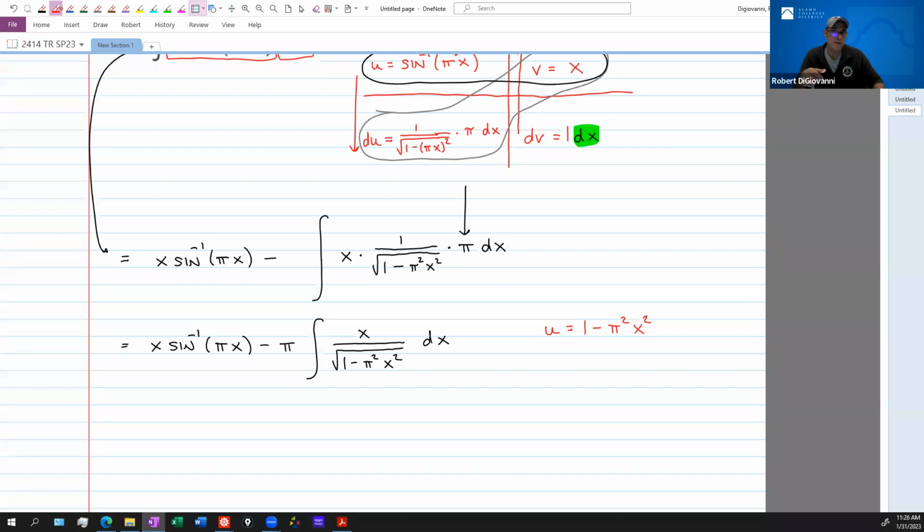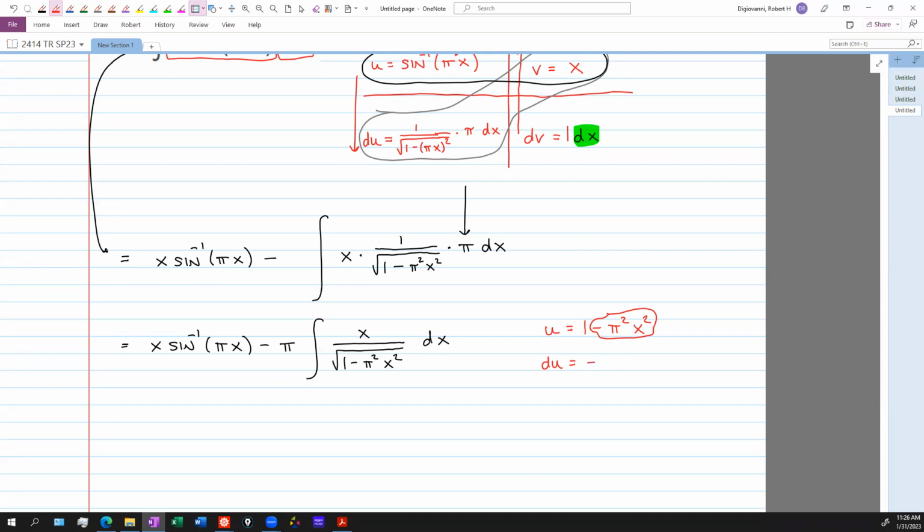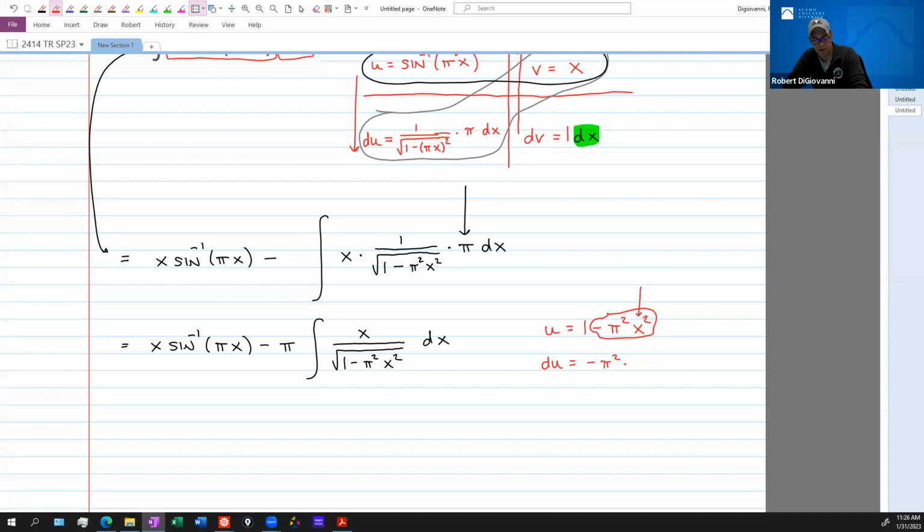And the derivative just needs to be in the numerator and not trapped, and it's okay to be off by a constant. So notice that if we chose this to be the u, the derivative of u would be, well, the derivative of 1 is 0. What is the derivative of this piece right here? We'll have a negative. What about the pi squared? It's a constant, so it comes for the ride. Times, okay, what's the derivative of x squared? 2x. So I put a 2x here, dx.